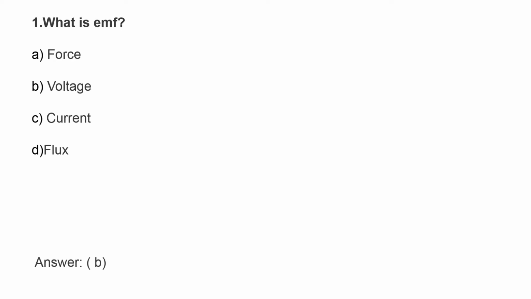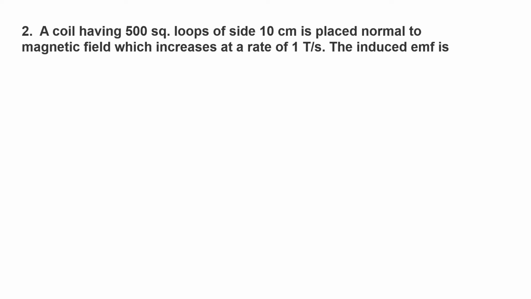Next, second question. A coil having 500 square loops of side 10 cm is placed normal to a magnetic field which increases at a rate of 1 Tesla per second. The induced EMF is. Options are A. 0.1 volt, B. 0.5 volt, C. 1 volt, D. 5 volt. Here the question is to find the induced EMF.